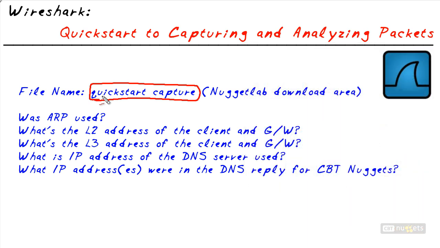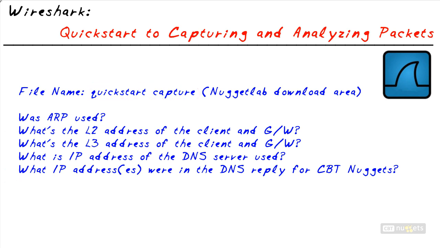And here's what I'd like you to do. Whether you're using our capture file from the class that you've got from Nugget Lab, or you're using your own capture file, I'd like you to identify: was ARP used, the Address Resolution Protocol? Find out from the capture file, what are the layer 2 addresses of the client where you captured that data and its default gateway? What's the layer 3 address of the client and its default gateway? What is the IP address of the DNS server that was used for name resolution? What's the IP address or addresses that were in that DNS response regarding the website CBT Nuggets?